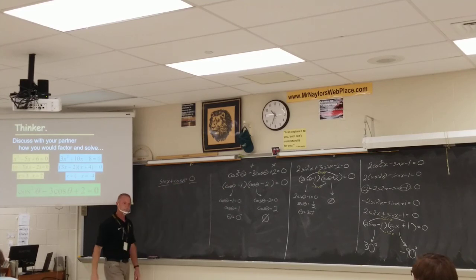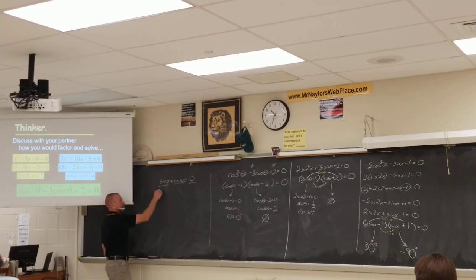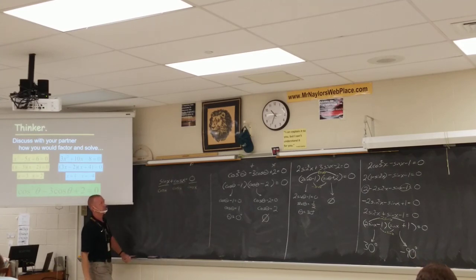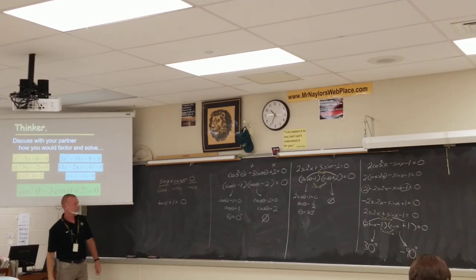I showed yesterday that you can divide. This is a good example of using that option. If you divide by cosine, good things happen. So you're allowed to do it. And I guess I would say, why not? Because you can get tangent plus 1 equals 0.